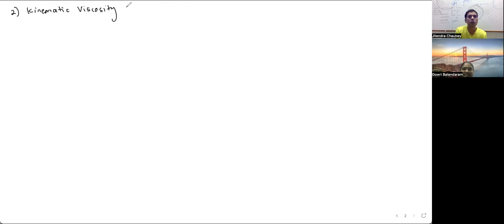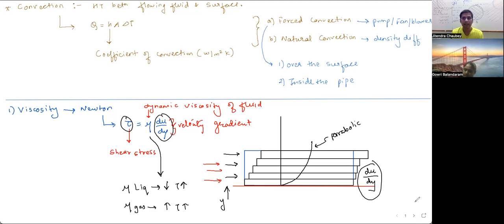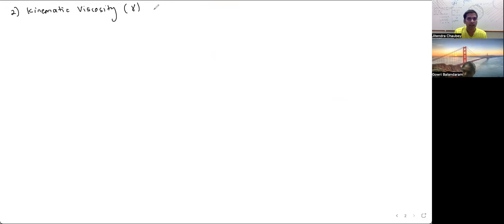Okay. It is denoted by nu. Like dynamic viscosity is denoted by mu, the kinematic viscosity is denoted by nu. And this is simply the ratio of mu upon density. It is simply the ratio of dynamic viscosity to the density of the fluid.